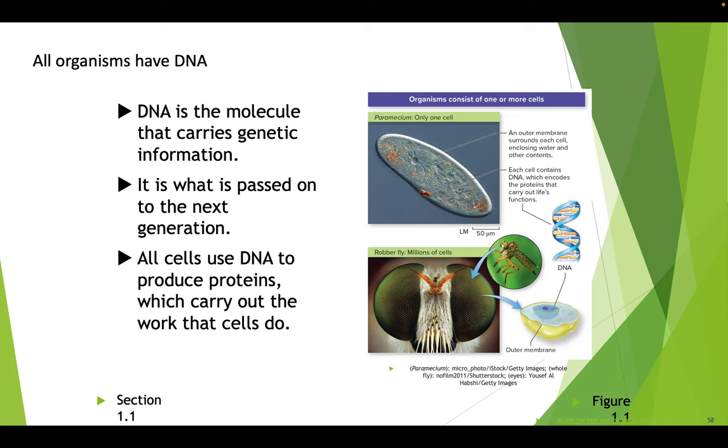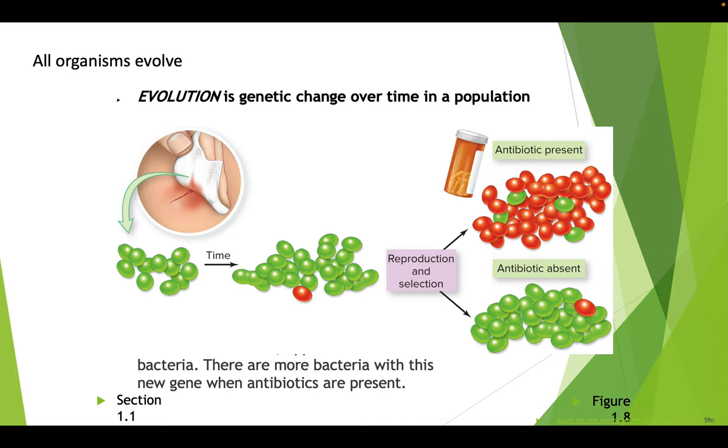Evolution. So all organisms have DNA or RNA. DNA is the molecule that carries genetic information, and it's what's passed on from one generation to the next. All cells use DNA to produce proteins, which carry out the work that cells do. Evolution is a genetic change over time in a population.